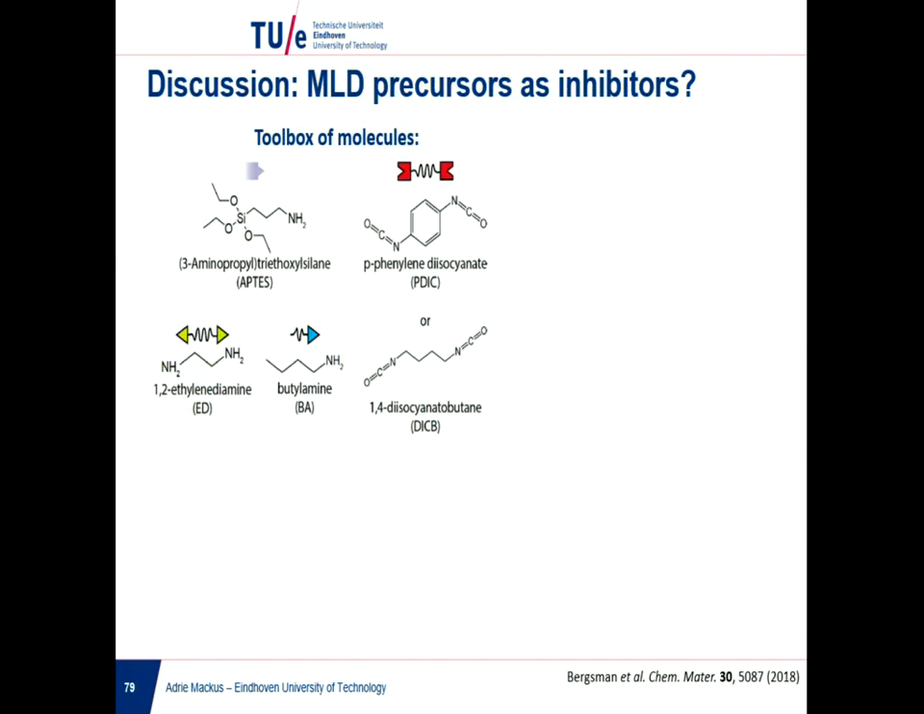And that brings me then to the next discussion. So can we use the toolbox of molecules that we use in MLD maybe as inhibitors for such a 3-step area-selective ALD process? So here I took this from the literature. So in MLD you have molecules to stimulate the growth, you have bifunctional precursors, you have monofunctional precursors, etc. So what could you use here to deactivate the growth of the ALD on the surface? So maybe take a break again for a few minutes and discuss with your neighbor.